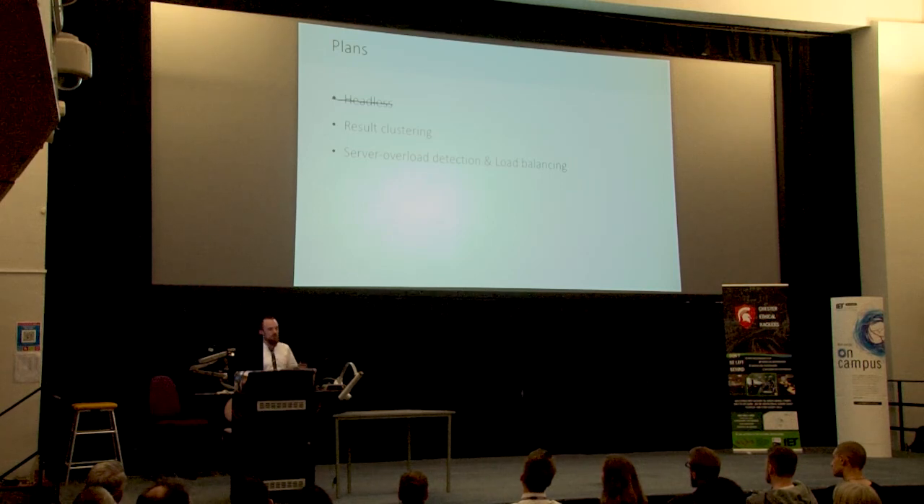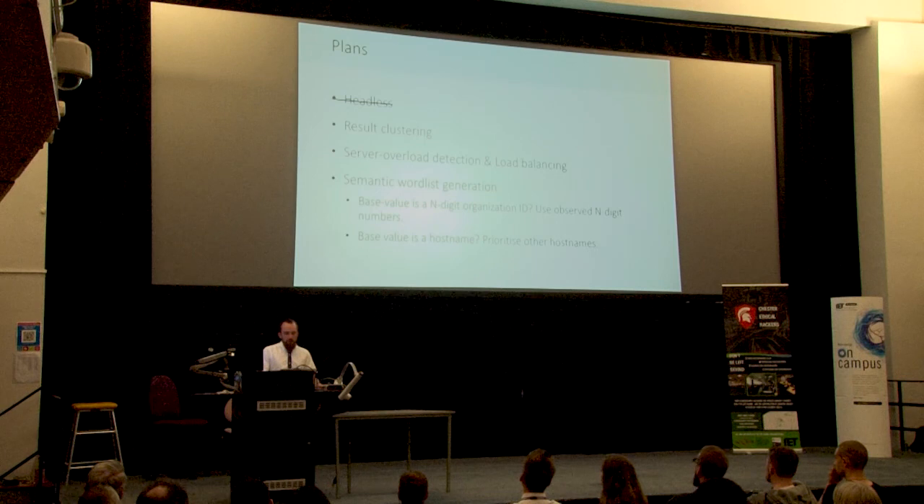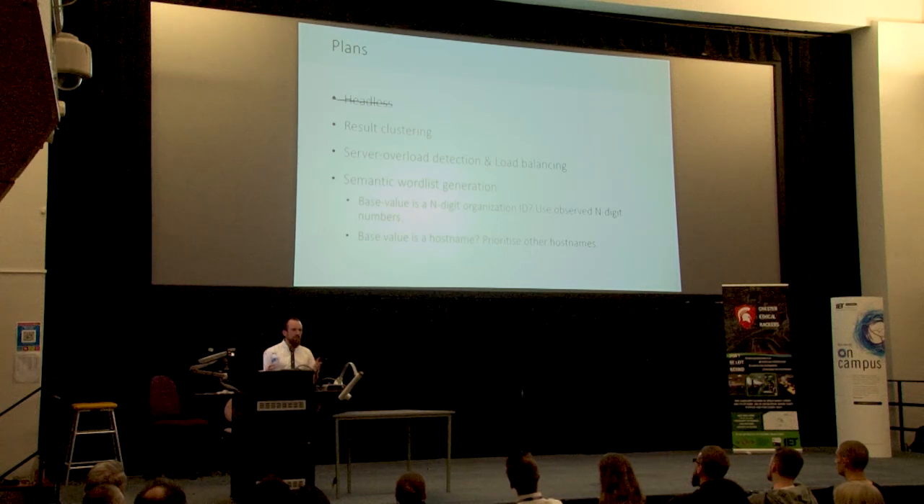But the thing I'm most excited for is semantic word list generation. So this is where I go, well, Turbo Intruder knows what the original input was, right? Maybe it was an 8-digit number. And that means, since the server is expecting a number, maybe Turbo Intruder could try other numbers that it's seen in the traffic on that website. If that's an organization ID, thanks to that technique, it will try other organization IDs, which might have more interesting reactions from the server than simply sending random things in.